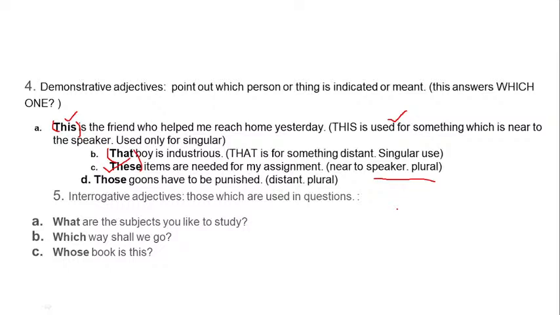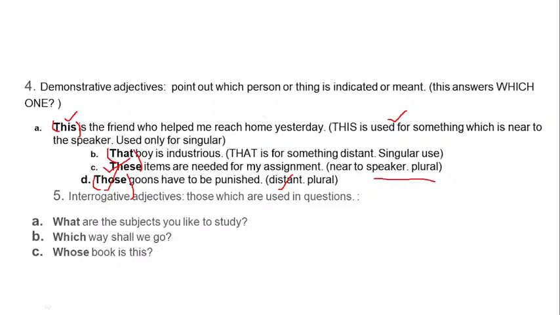And items, so that is again plural. But when something is distant and not near me, it changes to those. Those goons have to be punished. Again, it is used for plural, but that is distant, that is not near me. I am demonstrating that those are the people. See, people is already plural. Goons is plural. So remember that.